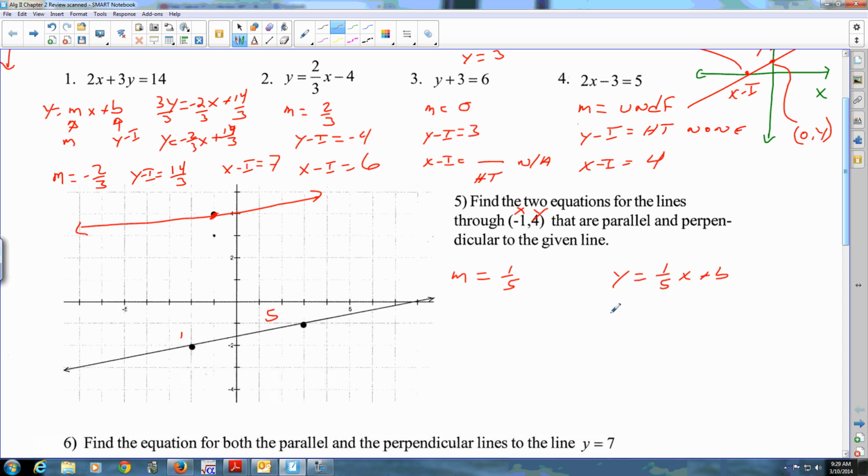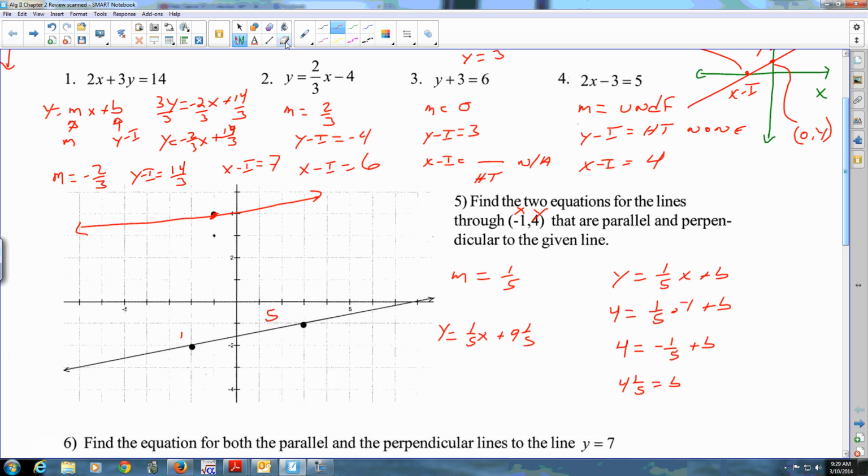Fill them in. So 4 is equal to 1/5 times negative 1 plus b. So that's y, well, y is 4. What am I thinking? Not much, apparently. 4 is equal to negative 1/5 plus b. Add the 5th. Okay, so that's your y-intercept. So y is equal to 1/5 x plus 4 and 1/5.